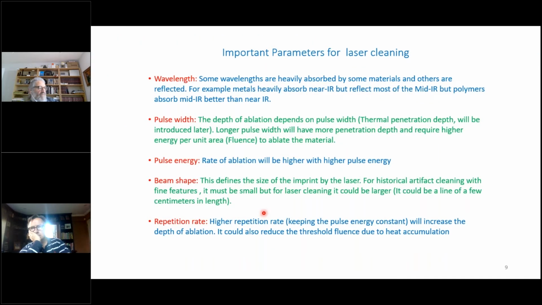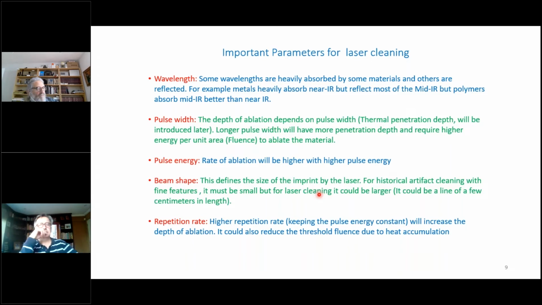So what are the important parameters for laser cleaning? First of all is the wavelength, because one has to consider that some wavelengths are heavily absorbed by some materials and some other wavelengths are not. For example, near IR is absorbed well by metals, but mid IR is reflected from metals. Paint, on the other hand, absorbs mid IR and reflects near IR. So if you want to remove paint from a metal surface, it may be a good idea to use a mid-IR laser, because the substrate would not get damaged. The wavelength is reflected by the substrate, but the actual paint is absorbing the mid-IR.